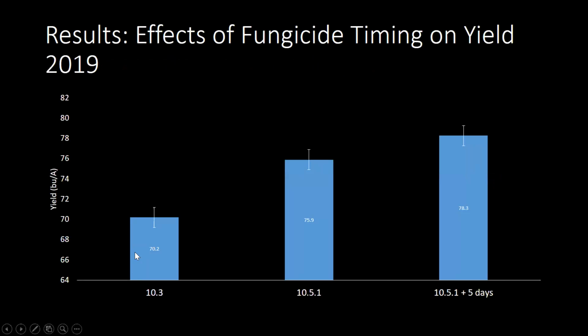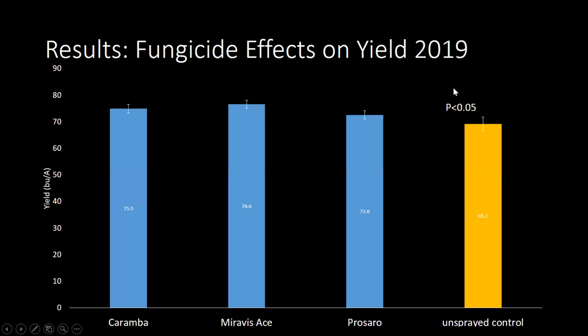Yield effects, again, that timing, in addition to reducing our head blight the most, the flowering timing to 5 days after, were also our best treatments in terms of yield. And that's timing. And our fungicides, when we look at our fungicides, all of our fungicides increased or improved our yield relative to that non-treated check, with the Miravis Ace and Carumba doing a little bit better for us than our Fusarium in this case.